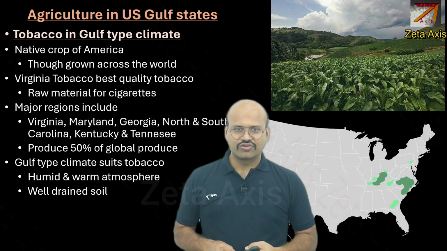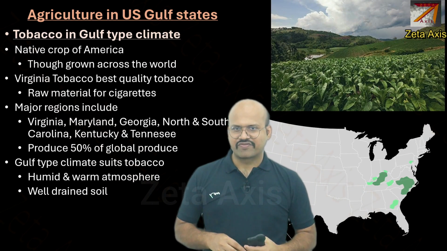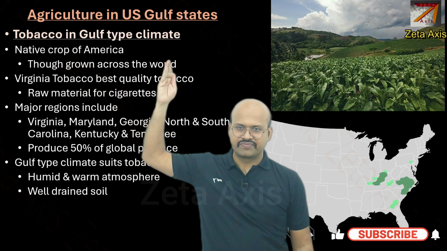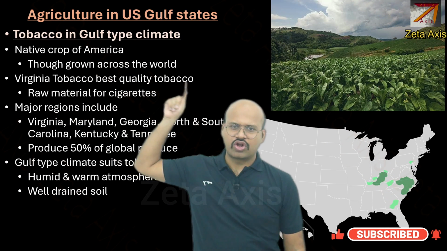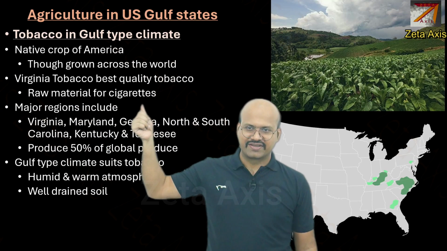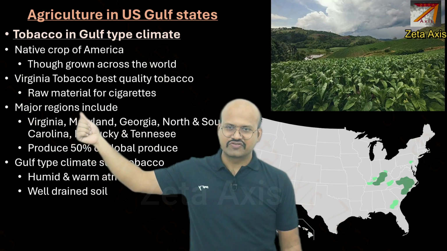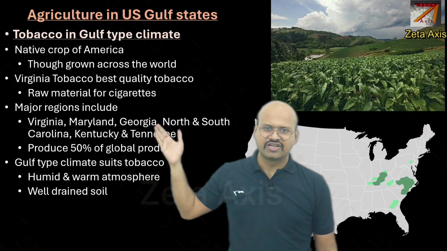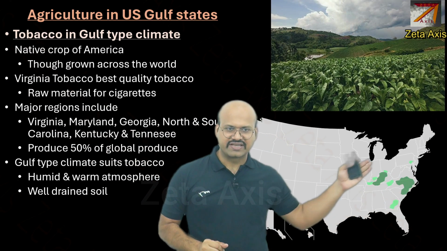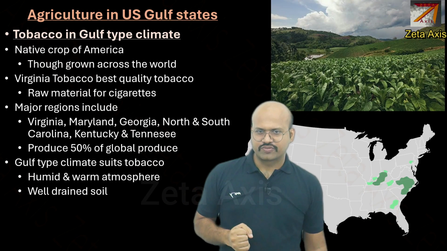Now, cotton is also an important crop of Gulf type of climate. It is a native crop of America, though it is grown across the world. Virginia tobacco, which is grown near Virginia, is the best quality of tobacco around the world and is the premium material used for cigarettes. The major regions which produce this include Virginia, Maryland, Georgia, North and South Carolina, Kentucky and Tennessee. So we can see these are the regions where this tobacco is produced.